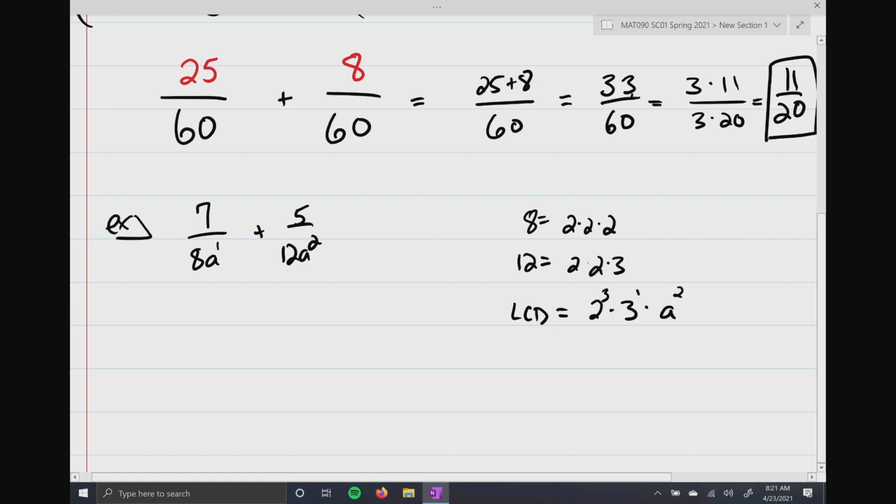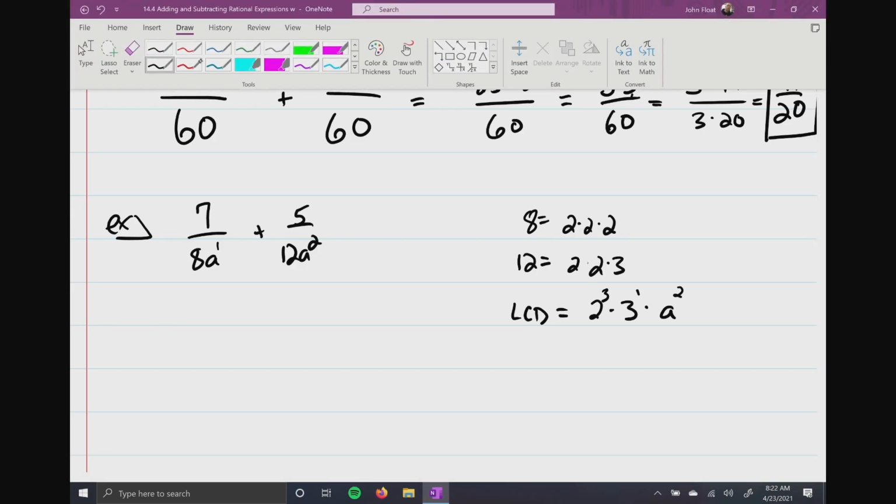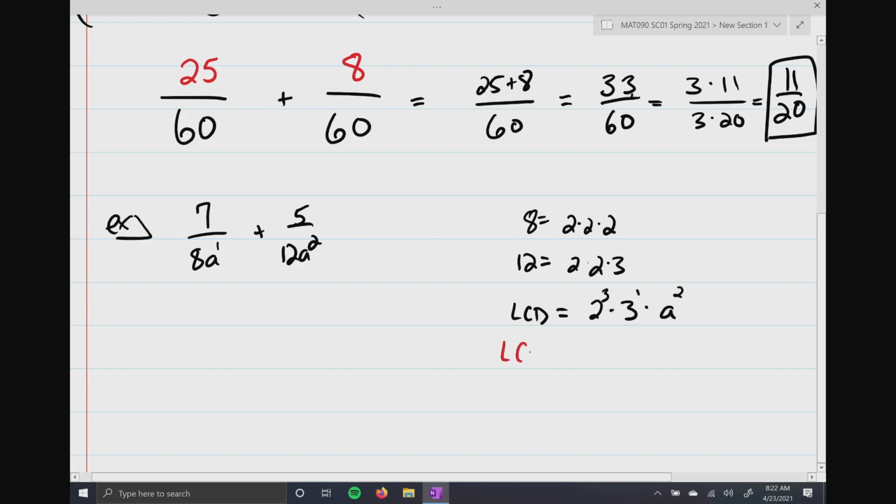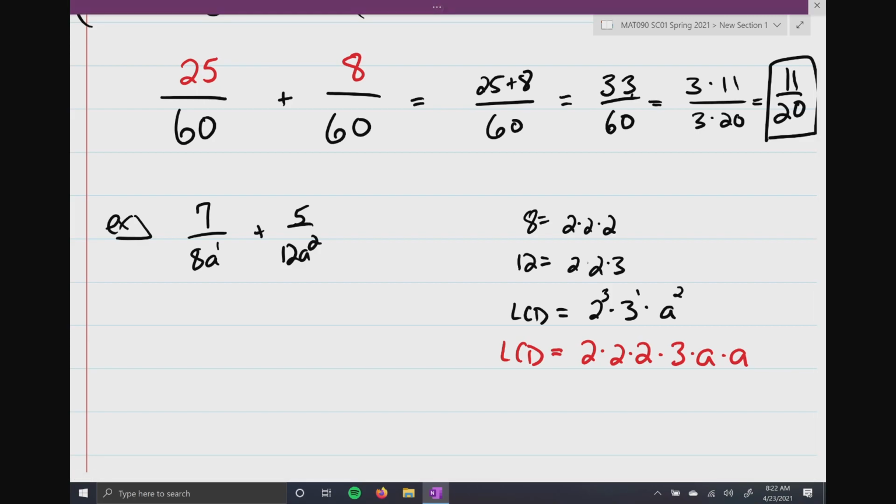Now, what I'm going to do is keep this very simple. I'm going to rewrite, or I think a better word to use is, expand the LCD. 2 times 2 times 2 times 3 times A times A. I just expanded it. Will you not do that, please? Okay? Ouch.